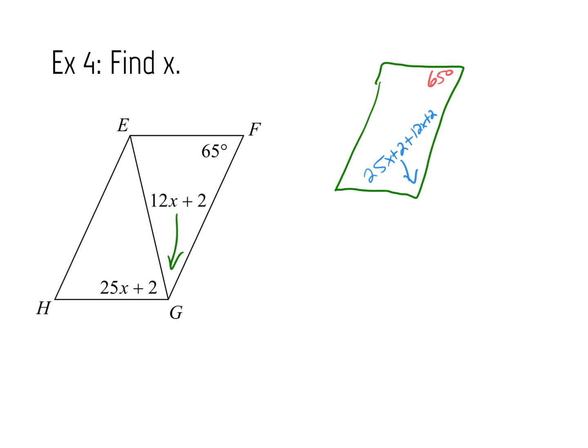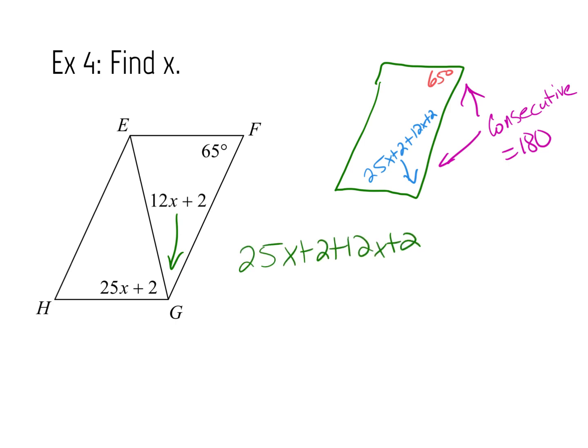Now we know that these two here, this one and this one, are consecutive, which tells me they equal 180 degrees. Okay, so if those are consecutive, they equal 180. I can add both those together and set them equal to 180. So it would be like 25x plus 2 plus 12x plus 2 plus 65. All of that added together gives me 180 degrees.